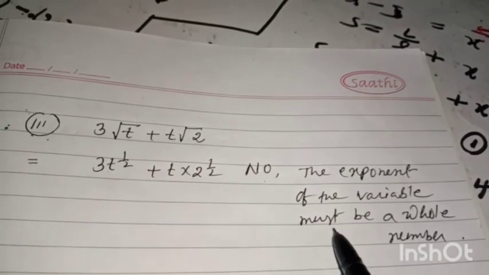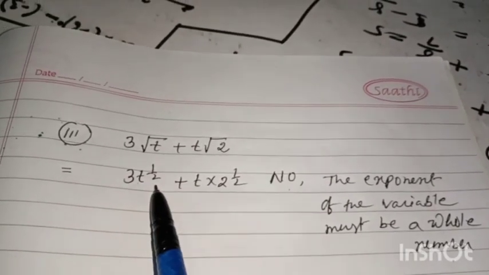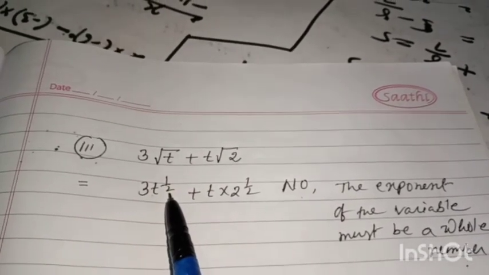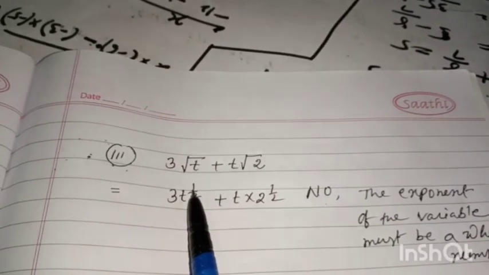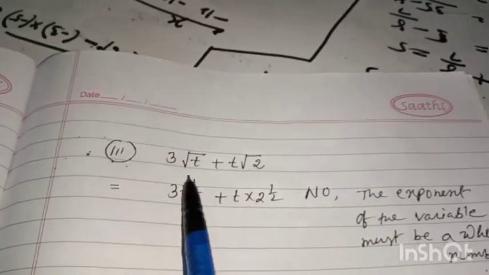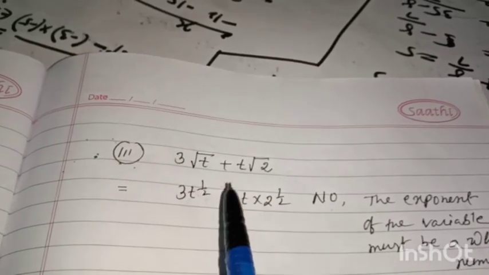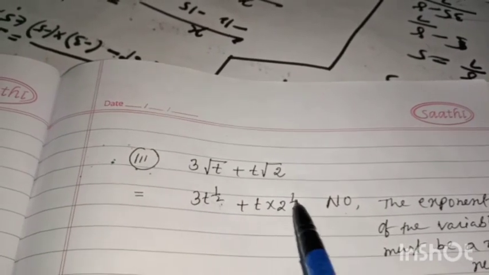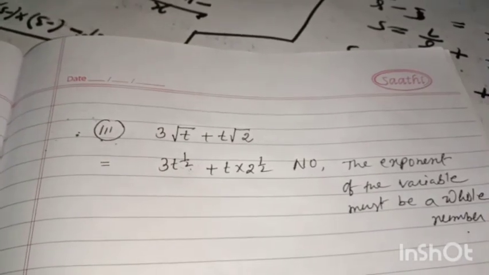The exponent of the variable must be a whole number, because we are getting the exponent of the variable different. Yes or no? The exponent of the variable must be a whole number, but here this half is not a whole number. Try to understand. So it is not a polynomial. So like this you can find the other sums.